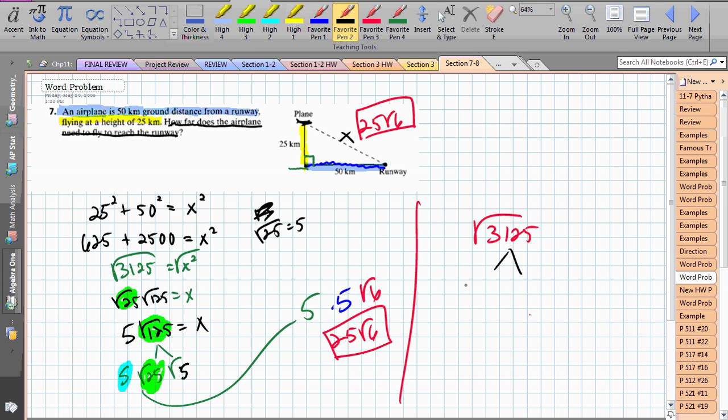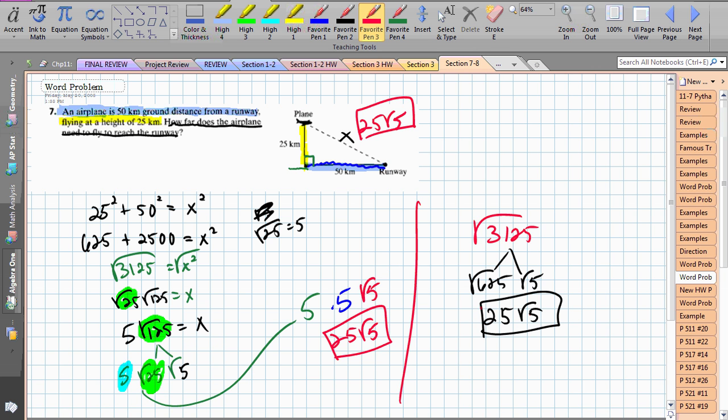So notice in here, when we break down 3125, it is 625 times 5, because 625 times 5 is 3125. So that equals 25 radical 5. That's the answer. So let me erase this radical 6 here. That radical 6 is not acceptable. That's 25 radical 5 right there.